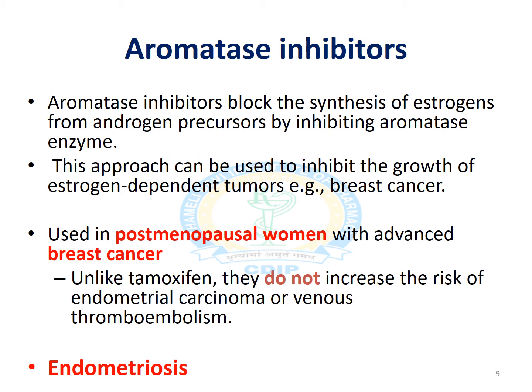Aromatase inhibitors are synthesis inhibitors of estrogen from the androgens, and they are basically used to inhibit the growth of estrogen dependent tumors. So aromatase inhibitors are a category which has a place among chemotherapeutic agents in the treatment of breast cancers. They are also used in postmenopausal women with advanced stage of breast cancer. Unlike tamoxifen, they do not increase the risk of endometrial carcinoma and are considered very safe as compared to tamoxifen. They are also used in endometriosis.